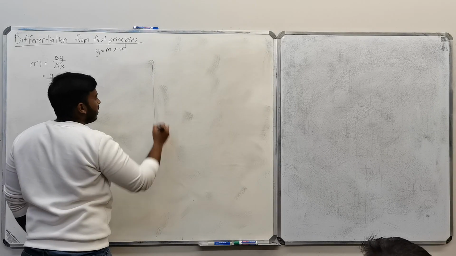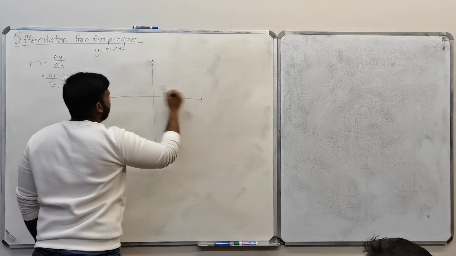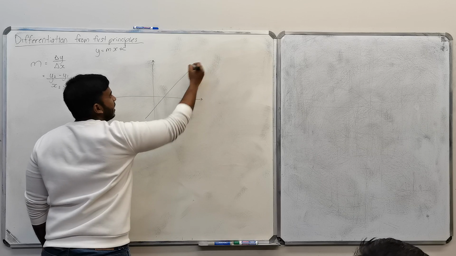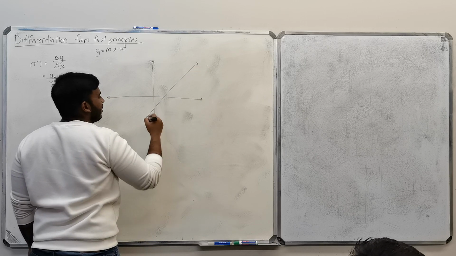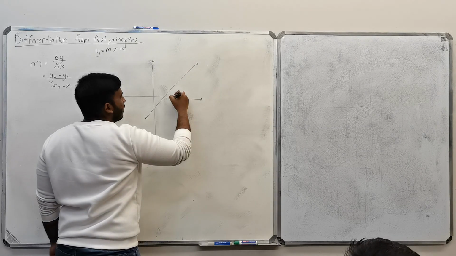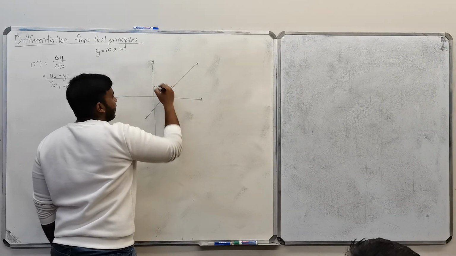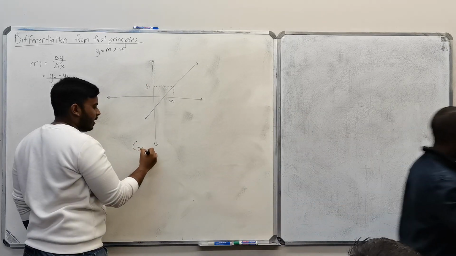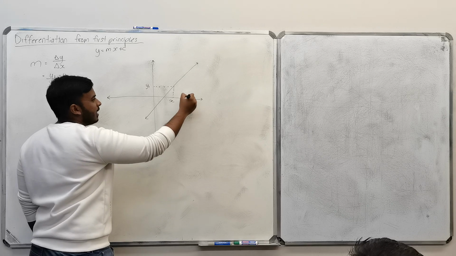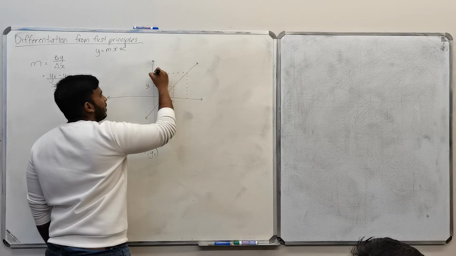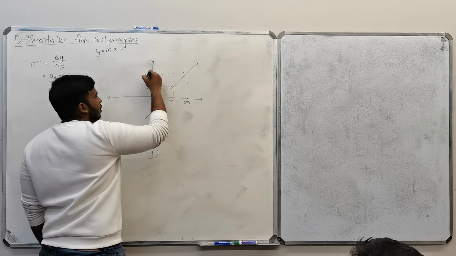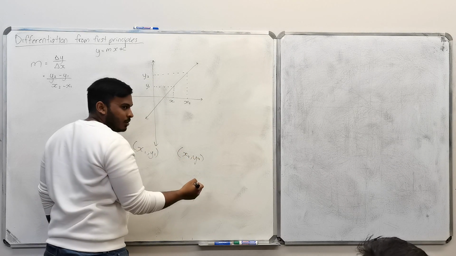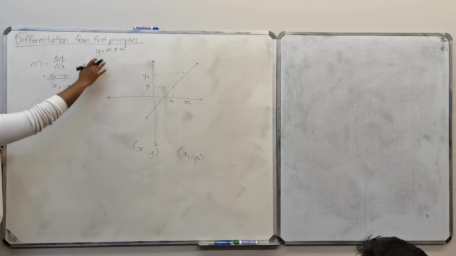So if this is your axis, right? And if you have a graph that looks something like this. This point here would be x1, y1, right? The coordinate would be x1 and y1. And if I take another point, x2, y2, I'll have another coordinate of x2, y2. So if I substitute it there, I'm able to work with the gradient.